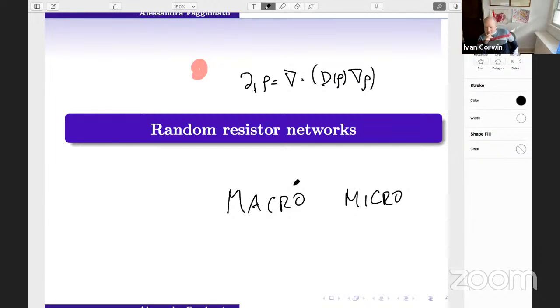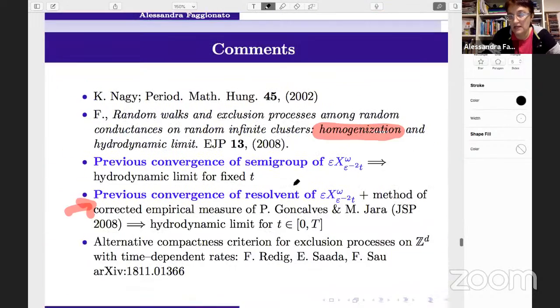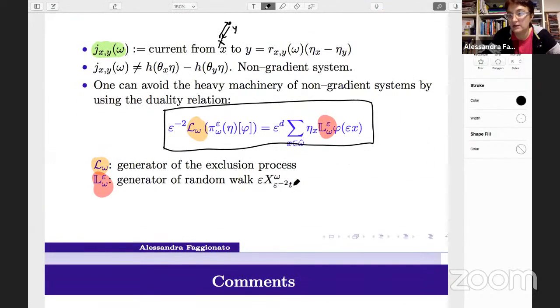There's another question from Amanda Turner. Can you strengthen the topologies in which you get convergence, i.e. larger classes of test functions? Of larger classes of test functions? But for what?